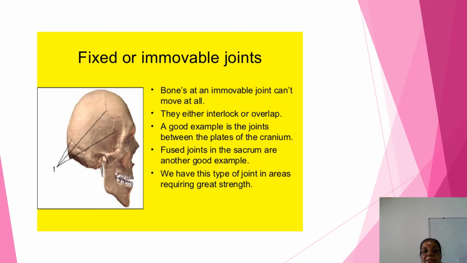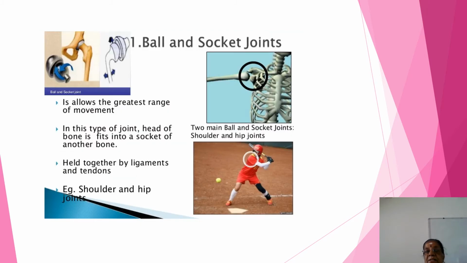Bones at an immovable joint cannot move at all. They either interlock or overlap. A good example is the joints between the plates of the cranium, and fused joints in the sacrum are another good example. We have this type of joint in areas requiring great strength. I hope you understand. So, this is for fixed or immovable joint.